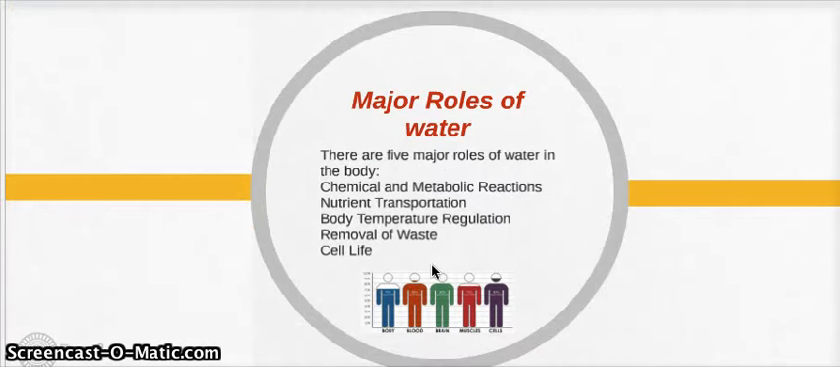Specifically for this unit, we will be looking at 5 major roles that water plays in the body. And with each of these roles, we are going to be split up into groups and create group projects to do collaboration and peer teaching within the class. So these 5 major roles are chemical and metabolic reactions, nutrient transportation, body temperature regulation, removal of waste within the body, and cellular life.